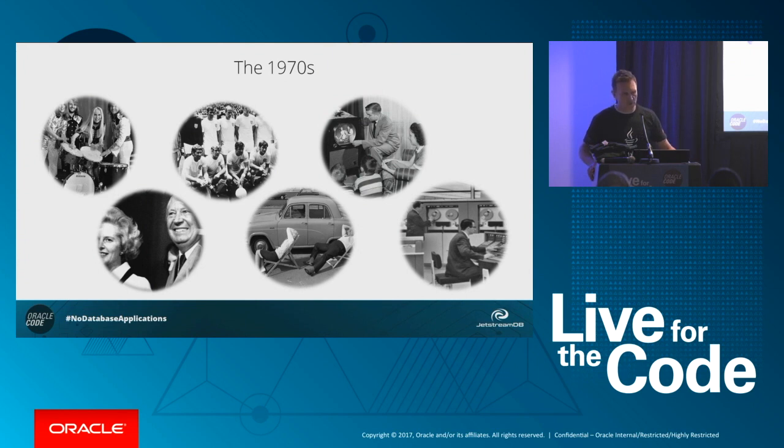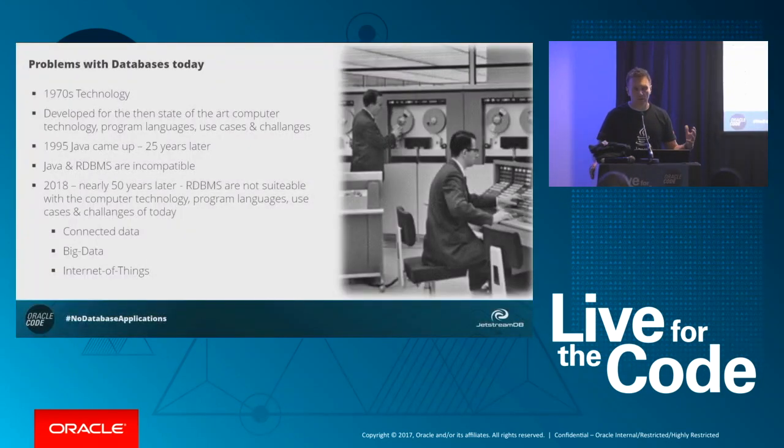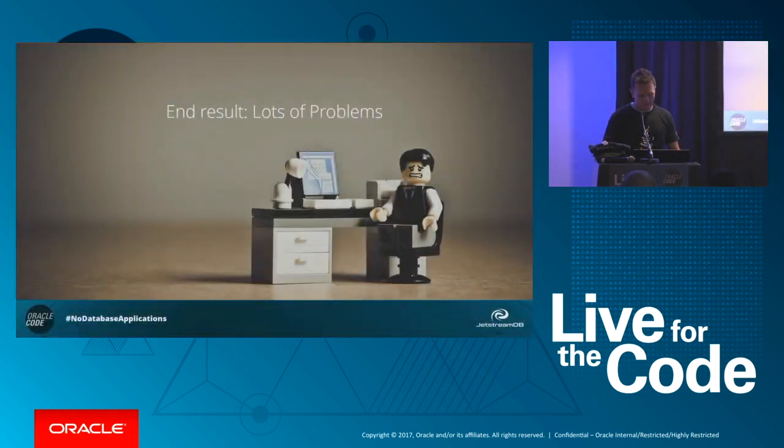The problem of the databases of today, what was our opinion, is the technology is from the late 1960s or the early 1970s. The problem is it was built for the then state of the art of computer technology and programming languages and the use cases, and Java came up 25 years later with completely new concepts. And the end result is Java and the old databases are not compatible. The end result is we have a lot of problems at runtime and also during development time.